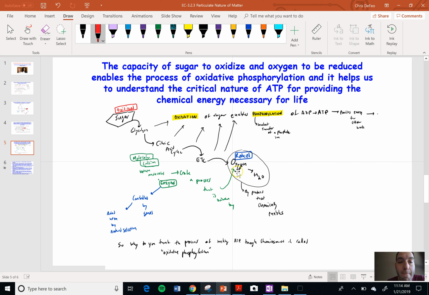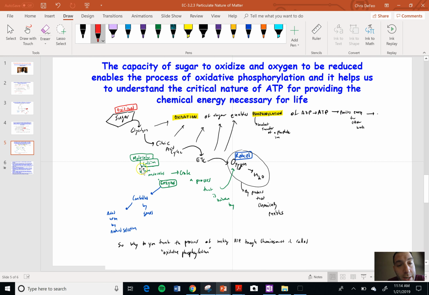For ultimately the phosphorylation of ADP to ATP. So oxidation of sugar enables phosphorylation. Remember, phosphorylation is the covalent transfer of a phosphate ion to ADP to make ATP. Wow, and then now you have the energy needed to do cellular work.